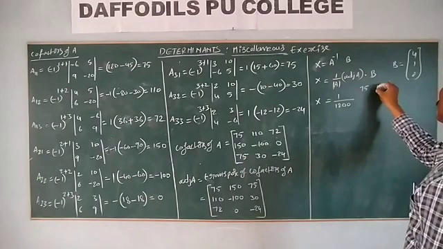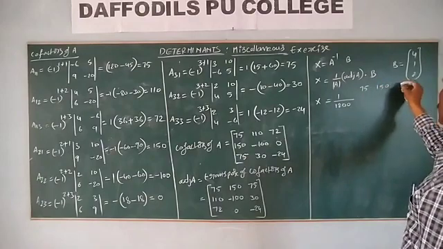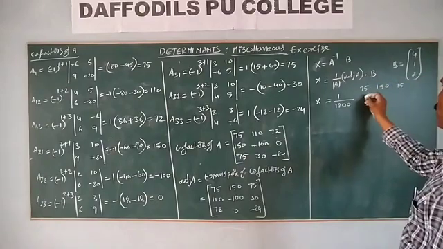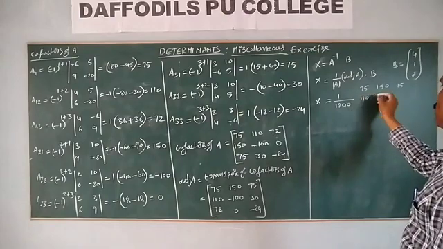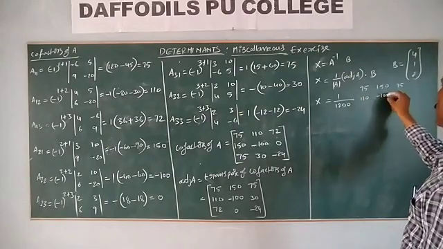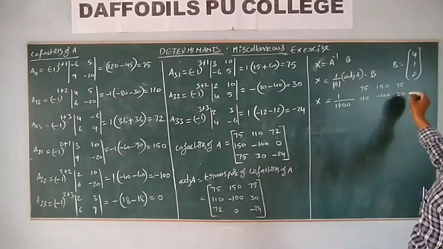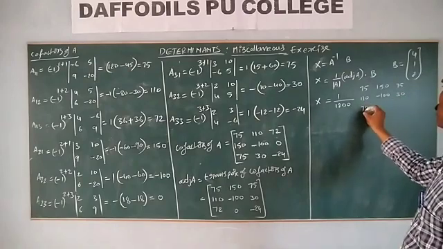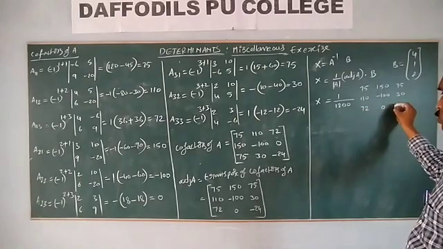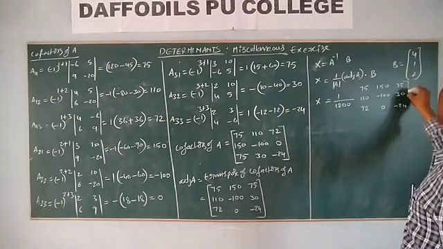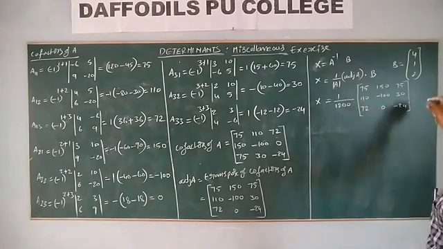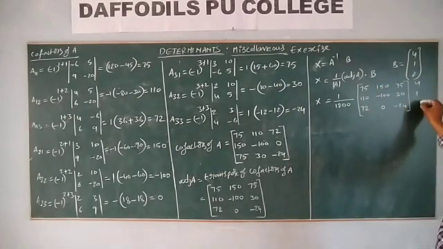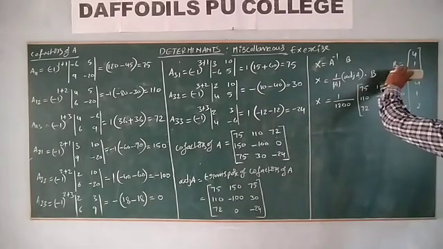75, 150, 75, 110, minus 100, 30, 72, 0, minus 24, 4, 1, 2.